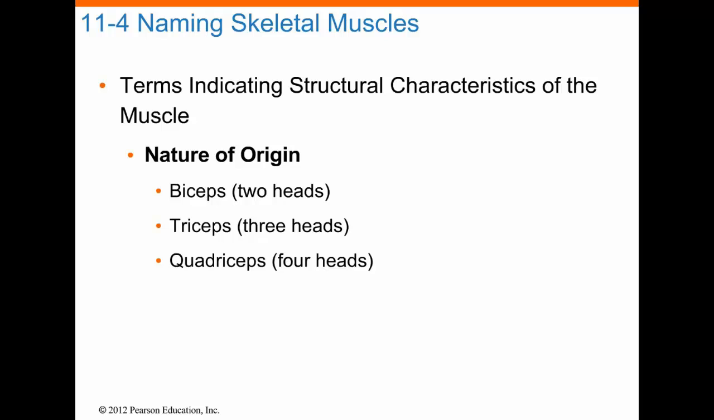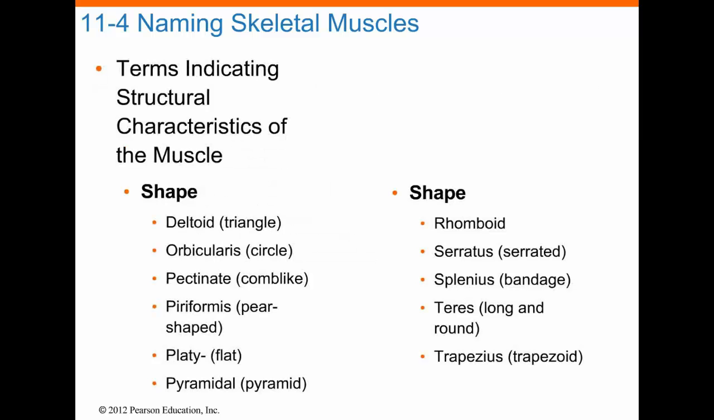And also characteristics of the actual muscle. So if it has 1, 2, or 3 heads, biceps is 2 heads, triceps 3 heads, and quadriceps 4 heads. So again, further terms indicating structural characteristics of muscles by their shape.